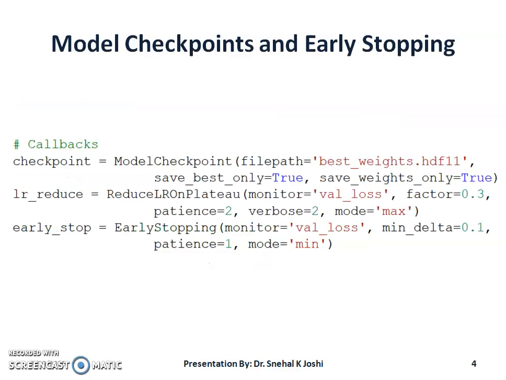Here we are using three callbacks while we train the model. These three callbacks we will understand one by one. As you can see here, the first callback we are using is ModelCheckpoint. The second is ReduceLROnPlateau. LR stands for learning rate, and the third one is EarlyStopping. First we will understand ReduceLROnPlateau.